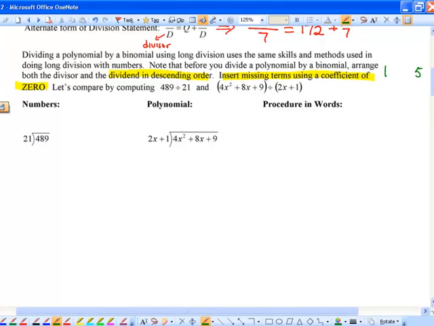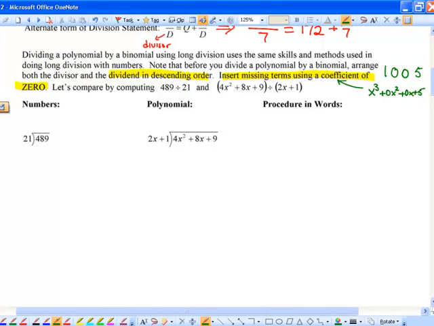Right? You fill in the missing place values with a 0. Same idea here. If I said x cubed plus 5, well, don't forget you need to add in 0x squared, a 0x, and then the 5. It's the same idea, okay? That's what I mean. So let's try this together, okay?